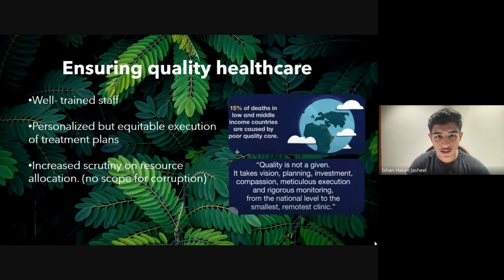While ensuring quality, we must remember that quality is not a given. It takes vision, planning, investment, compassion, meticulous execution, and rigorous monitoring from the national level to the smallest, remotest clinic. Now, let me invite Gopika to further indulge on what we can do to help the healthcare sector.